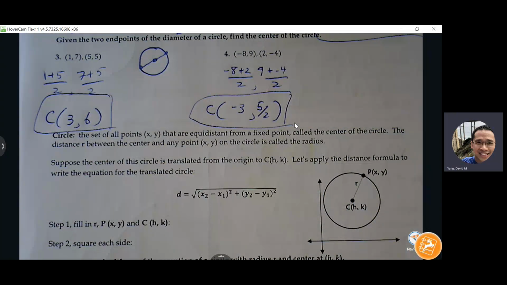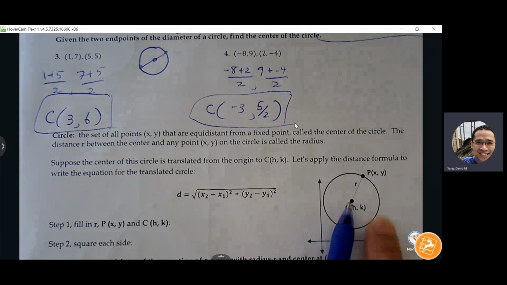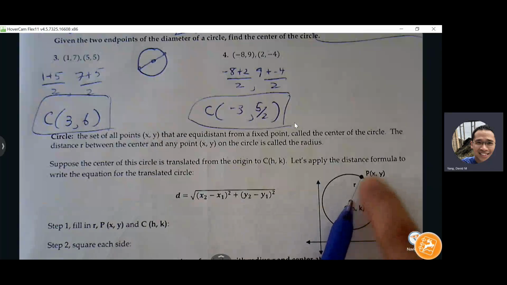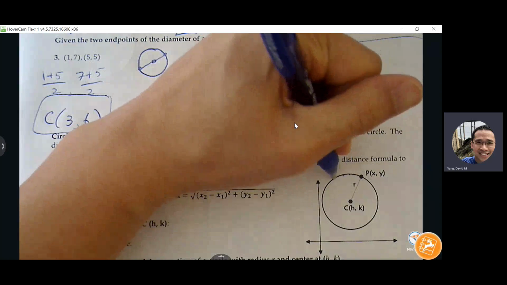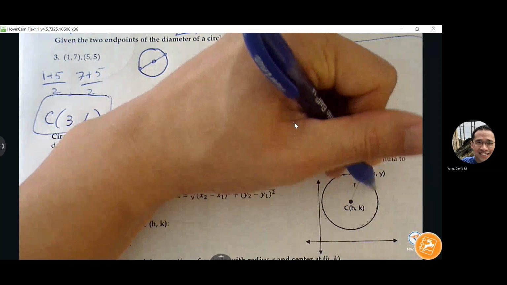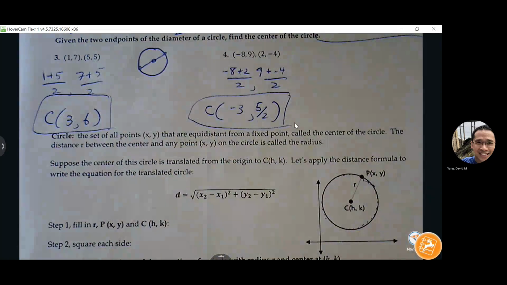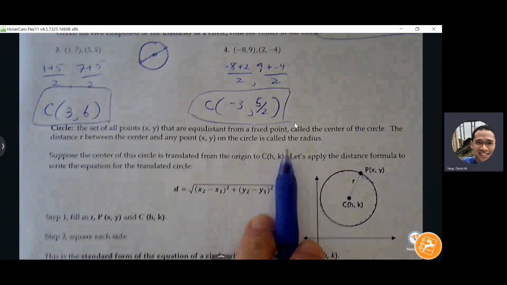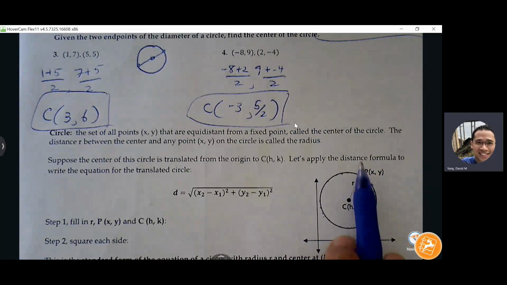Okay, so a circle is the set of all points that are equidistant from a fixed point. So if I have this as my center, if I can pick all the points that are the same distance away, they're all going to line up in the shape of a circle. So that distance between the center to the point on the circle is called the radius.